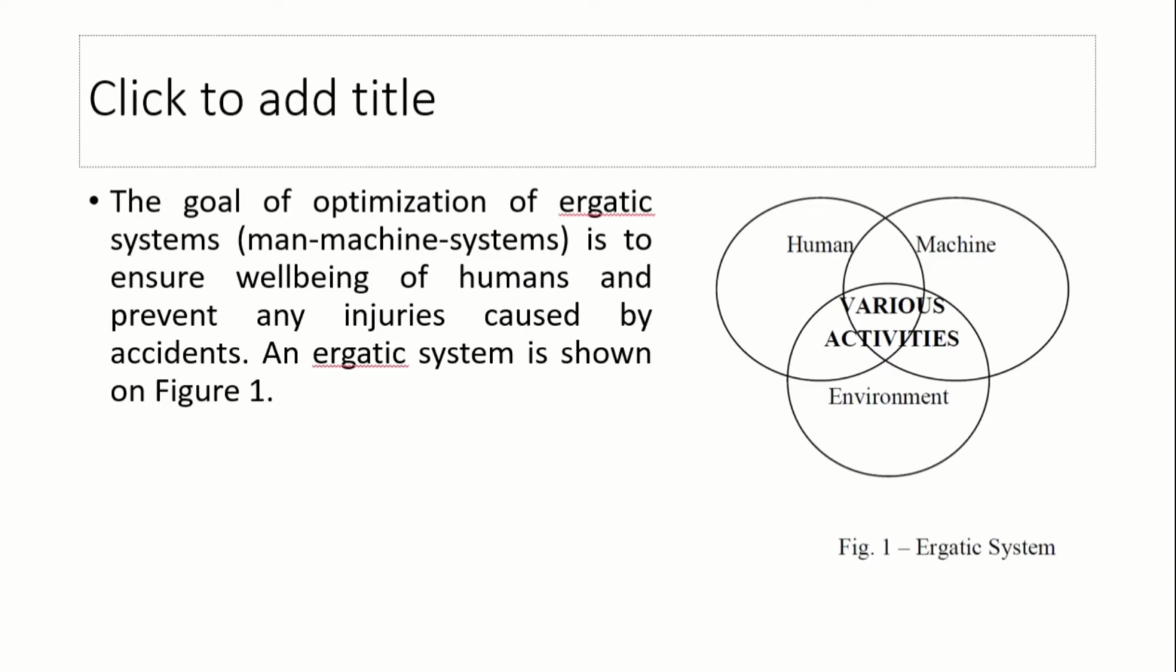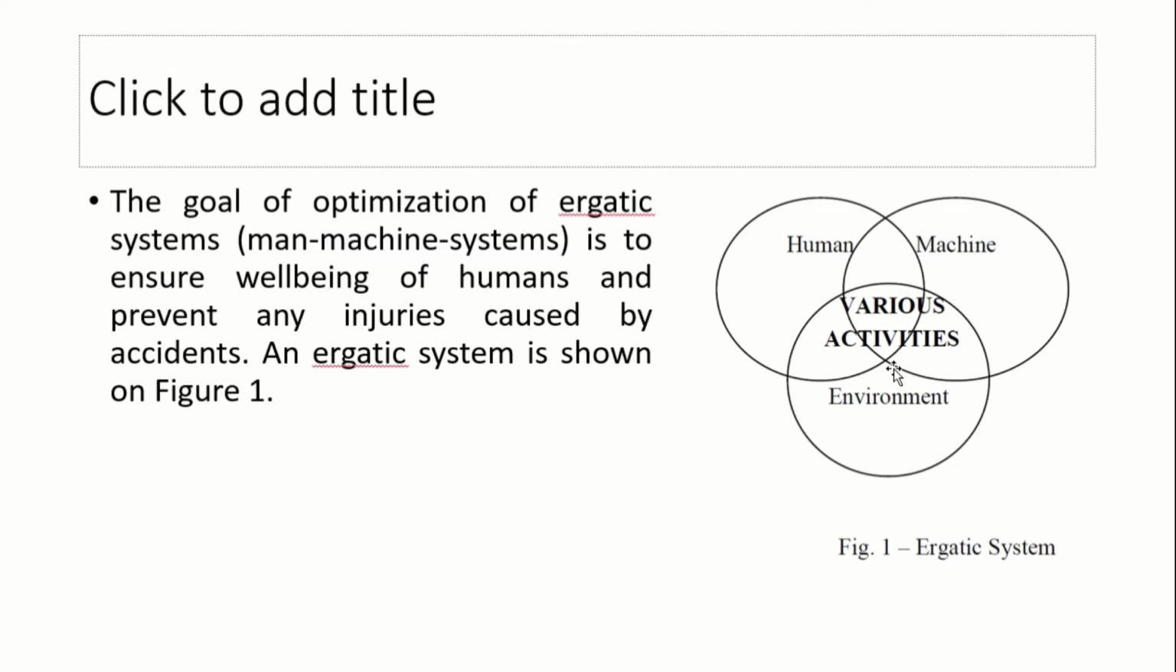The goal of optimization of the ergatic system, man, machine and environment, is to ensure the well-being of humans and prevent any injuries caused by accidents. So what is the ergatic system? It is this one, figure 1 here, which consists of human, machine and environment, and it is overlapping with each other.